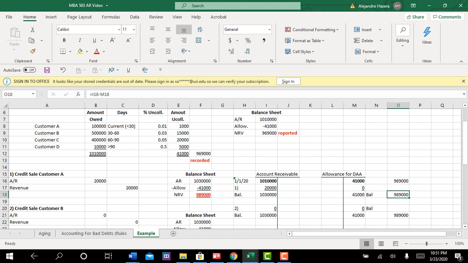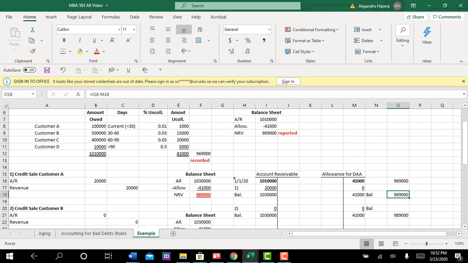And if you go out here from a T account perspective, I'll show you what I'm doing. I'm just taking the new balances in each of the accounts. After this first entry, your accounts receivable went up by 20. There was 0 adjustment to your allowance account. So your new net realizable value is $989. That will be true both on the balance sheet and in your accounting records.